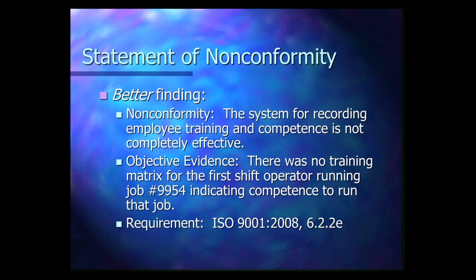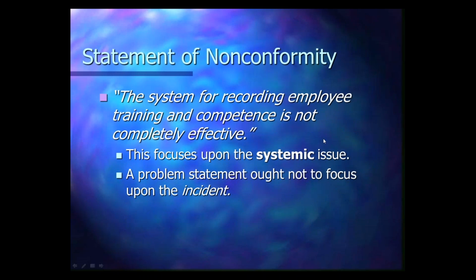But here we're focusing the problem-solving team's efforts on the broken system and not just what was going on with that first shift operator running job 9954. So again, the well-written nonconformity: the system for recording employee training and competence is not completely effective. We're focusing on the systemic issue and not just the incidents or symptoms of the problem.